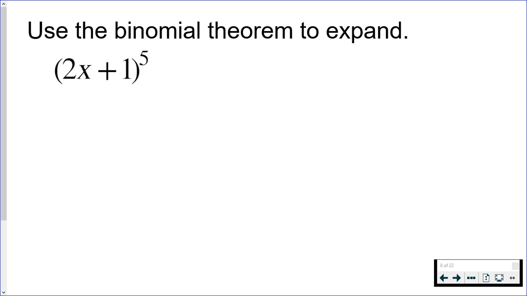This is my second video where I'm going to expand using the binomial theorem. So instead of writing this out 5 different times and multiplying 2x plus 1 by itself 5 times, I'm going to use the binomial theorem. If you don't know what Pascal's triangle is at this point, please go back and watch my video about Pascal's triangle and how to write it out.